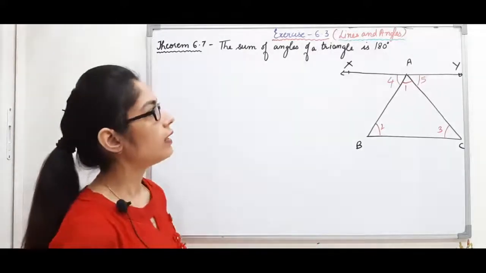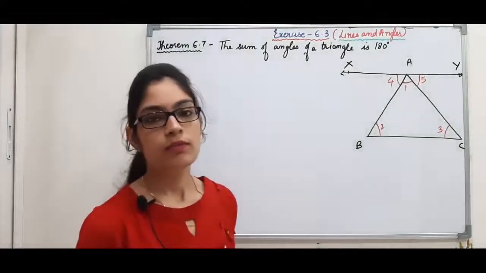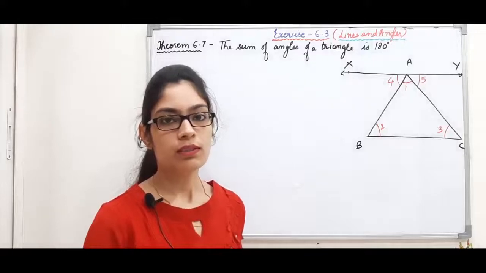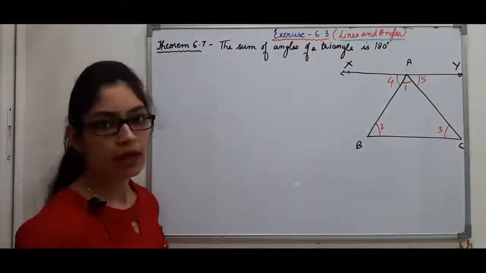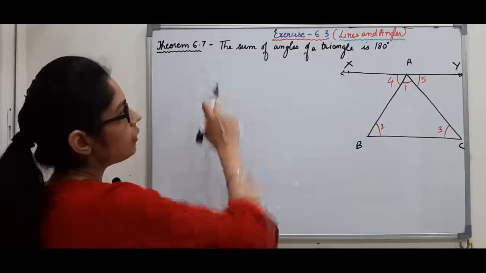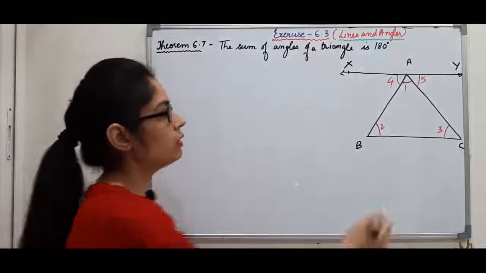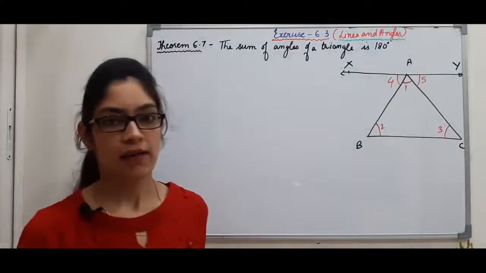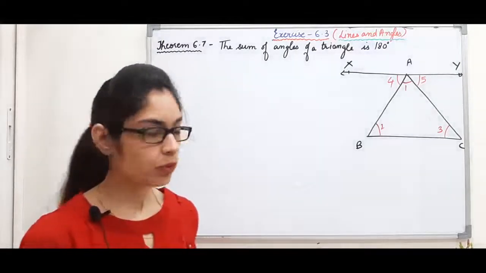So now let's start. Before doing the exercise questions, we have to do two theorems whose results we are going to use in this exercise. The first theorem is theorem 6.7: the sum of angles of a triangle is 180 degree. We have this triangle ABC and we have to prove it, because for theorems we always do its proofs.